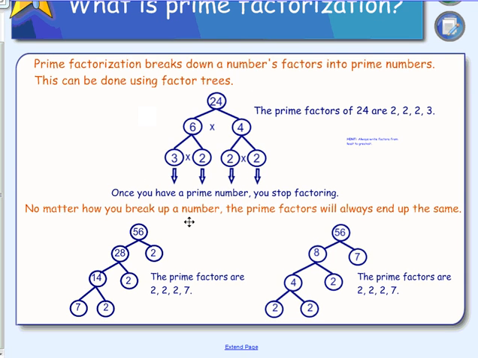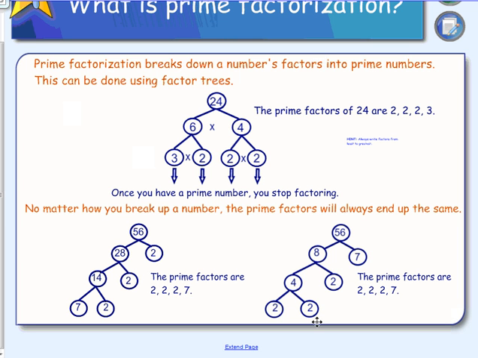All right, so no matter how you break up the number, the factors will always end up the same. So here's a great example. We have 56 and 56. The first one here breaks it down into 28 and 2. 2 is a prime number, so we stop there. 28 can be broken down into 14 and 2. 2 is a prime number, we can stop there. 14 we can break down to 7 and 2. These are both prime numbers, so we can stop there. So then our prime factors would be 2 times 2 times 2 times 7.